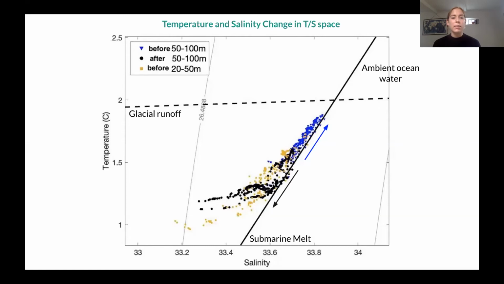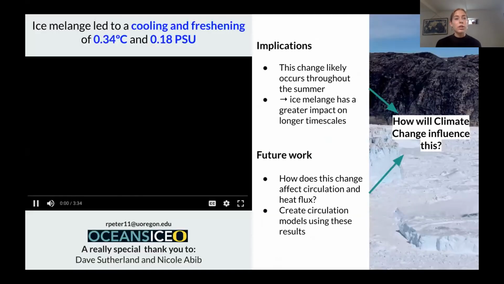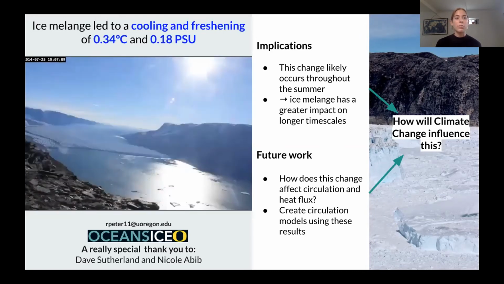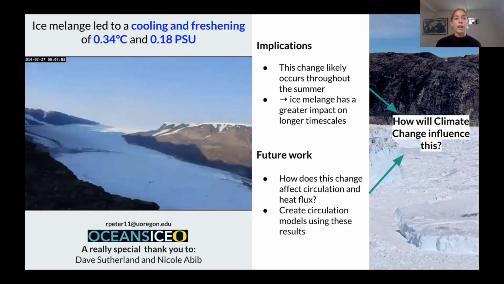But what we end up seeing is this black notch does represent an instance where vertical mixing is likely occurring. But then here we see that these black dots from after the ice melange event are hugging the submarine line closer than these gold dots, which are being pulled slightly off of it. And this is basically telling us that while our results very likely do have some addition of vertical mixing in them, they also do show a high signal for new submarine melt as well. And with that, we're able to conclude that ice melange does lead to a cooling and a freshening of the water column of 0.34 degrees Celsius and 0.18 PSUs.